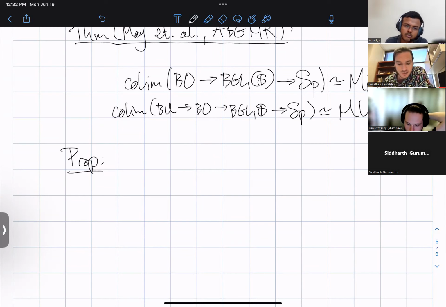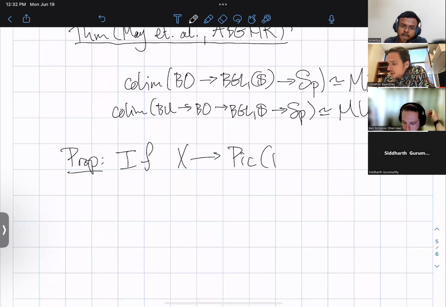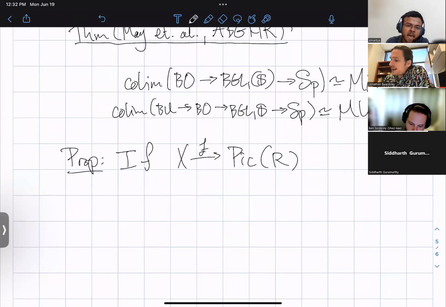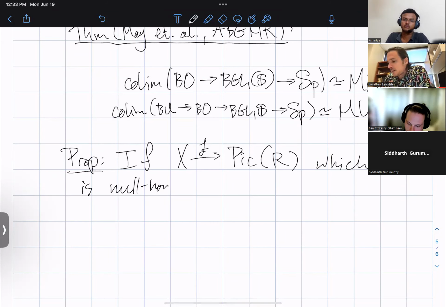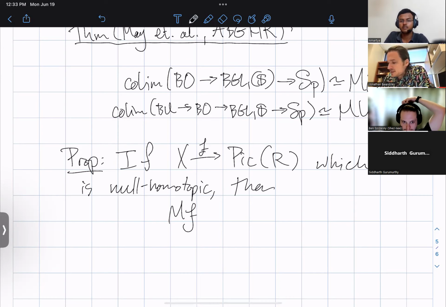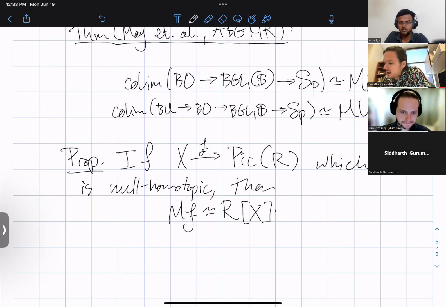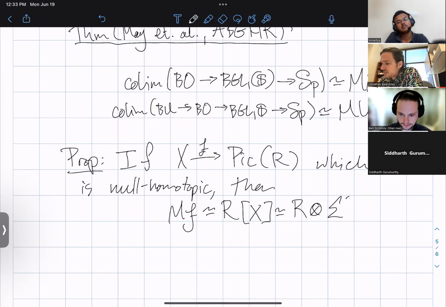So some important things to recognize. If you give me a map from X to Pic R, which is null homotopic, then this spectrum MF, this R algebra spectrum, is equivalent to R join the space X, by which I mean take R and tensor it with the suspension spectrum of the space X.